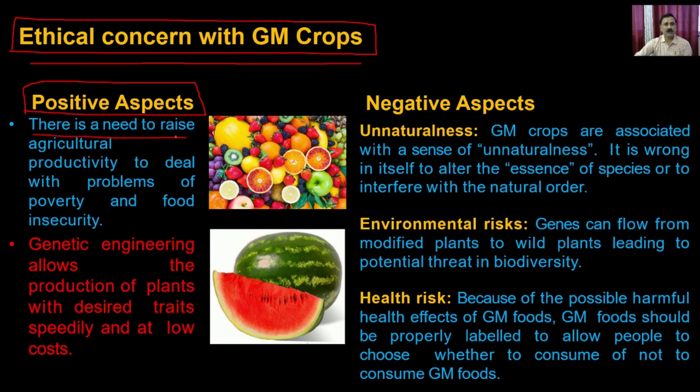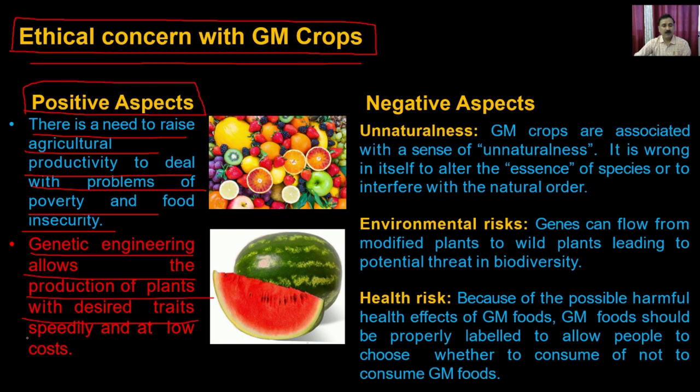There is a need to raise agricultural productivity to deal with the problems of poverty and food insecurity. And how can you do that? Genetic engineering allows the production of plants with the desired traits speedily and at low cost. That is very important, because with genetic engineering you can produce a particular type of plant with desirable traits. Because of that, you can deal with the problem of poverty as well as food insecurity. For example, this is a genetically modified, or GM, watermelon, and these are different types of GM fruits. But what is the negative aspect?